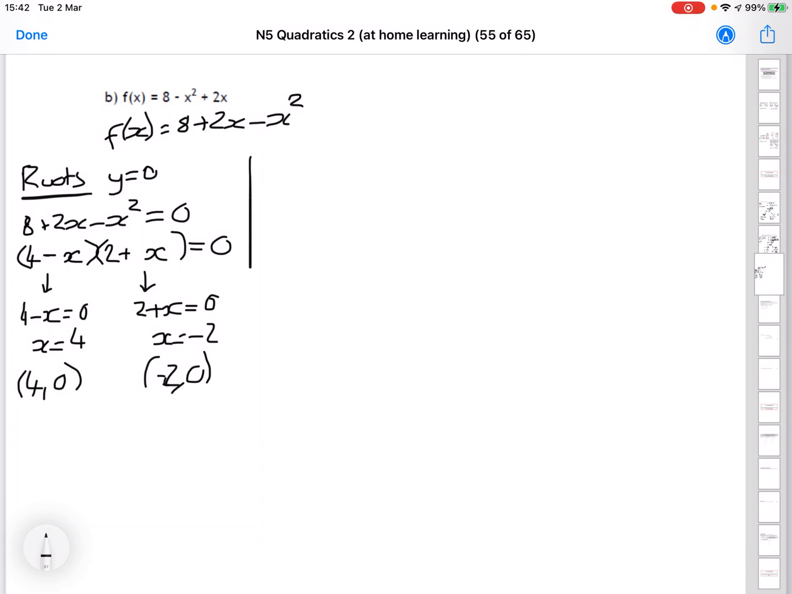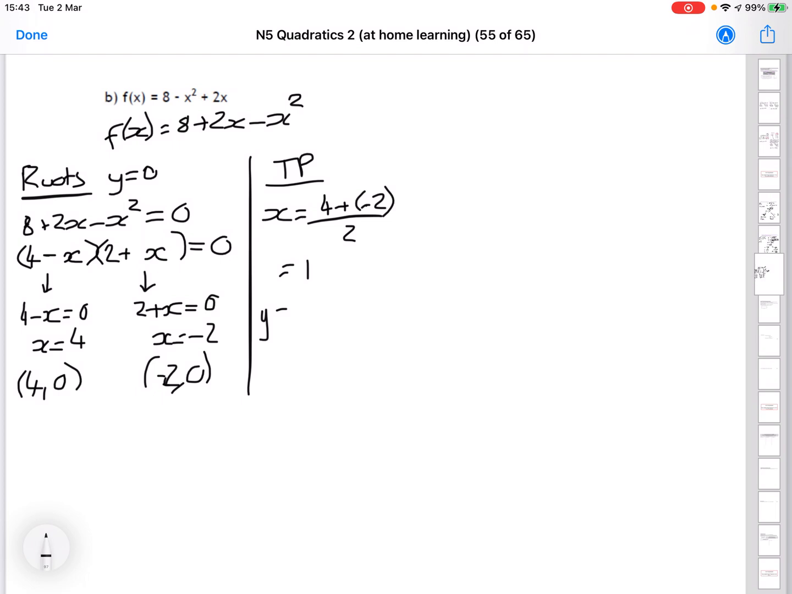Okay, next I'm going to do my turning point. So the x coordinate is halfway between your two roots. So 4 plus the minus 2 and then half it. So 4 plus minus 2 is just 4 minus 2, which is 2. Divided by 2 is 1.